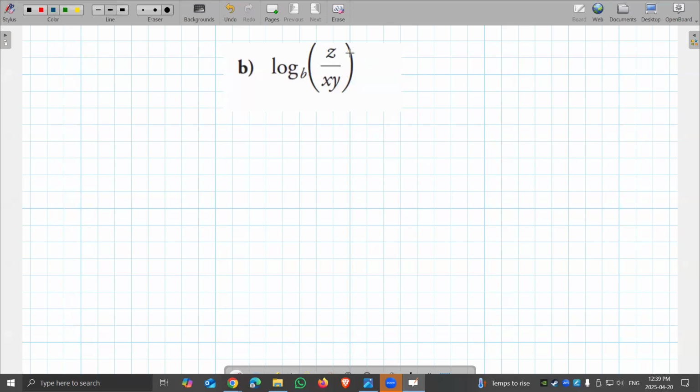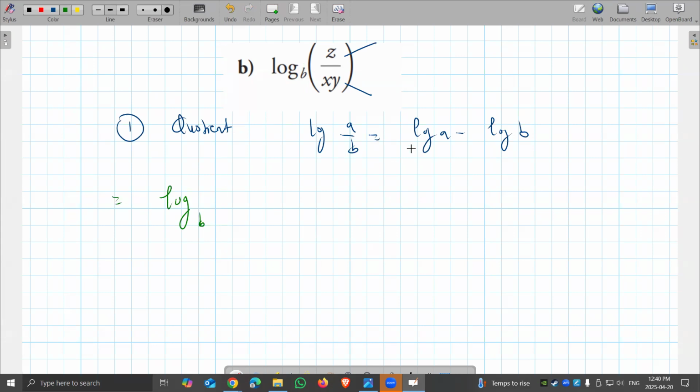The first thing I'm going to do is notice that this is the numerator and this is the denominator. So I'm going to use the quotient rule, which says log of a over b is equal to log a minus log b, as long as the bases are the same. Here the base is base b, so we're good. So this becomes log base b of the numerator minus log base b of the denominator. Cool. But we need to have one log for each variable. Right now, this is combined. How do we split this?